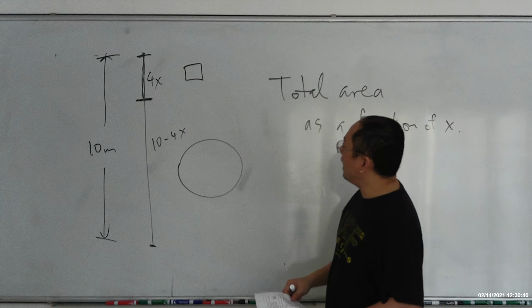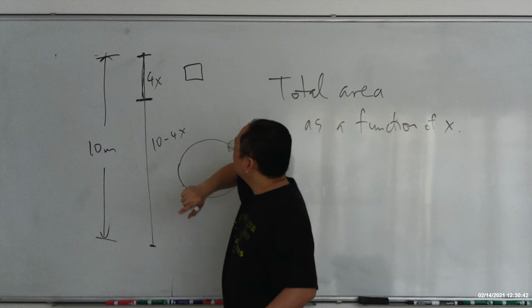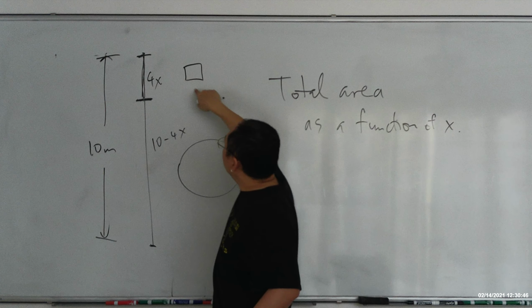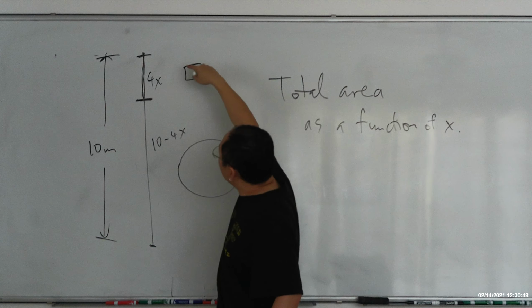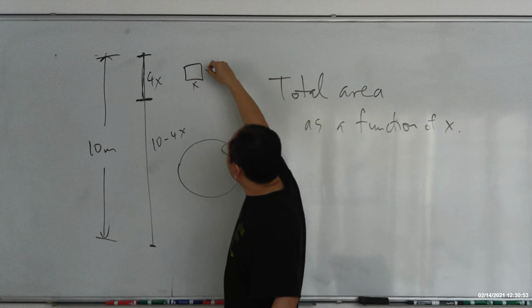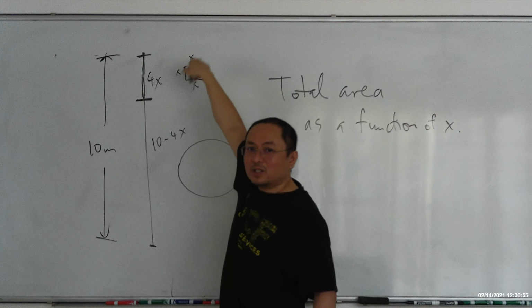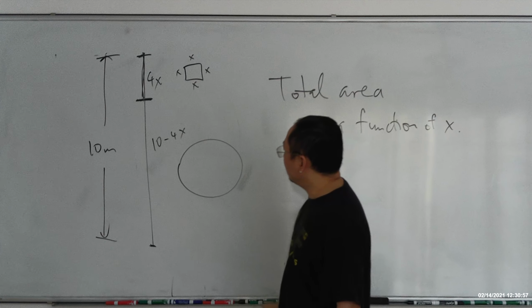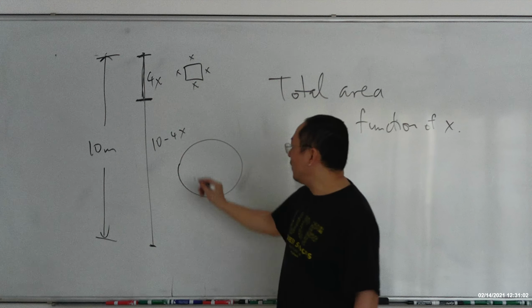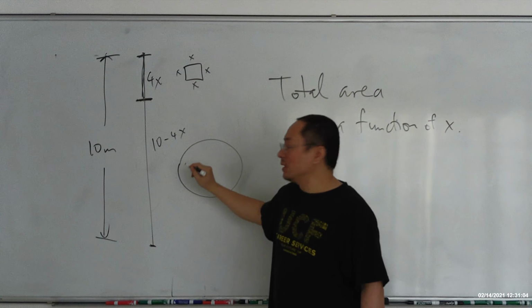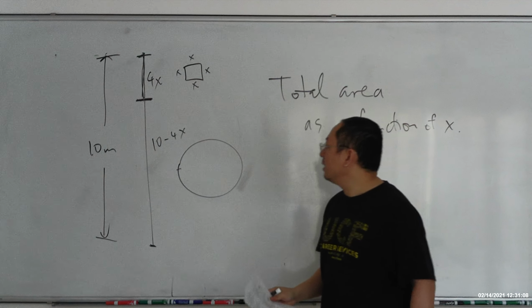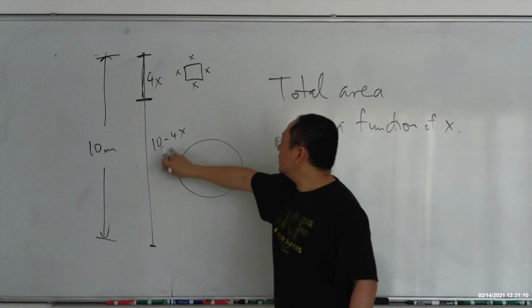And then the next question I have is, why did they call it 4x? Because I see that they're going to use the shorter piece right here to make a square. So the perimeter of square is what? 4x, if the side of the square is x, right? So the perimeter is going to be 4x. And of course, the circumference of the circle is going to be 10 minus 4x, right? The length of the second piece right here to make a circle is going to be the circumference of the circle.